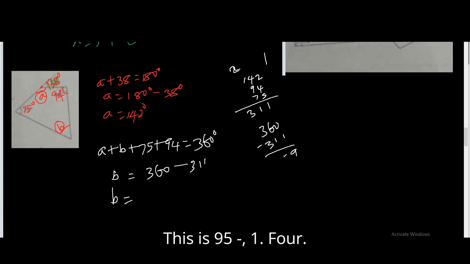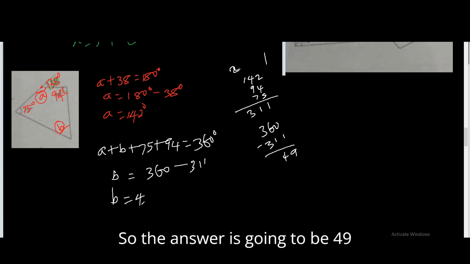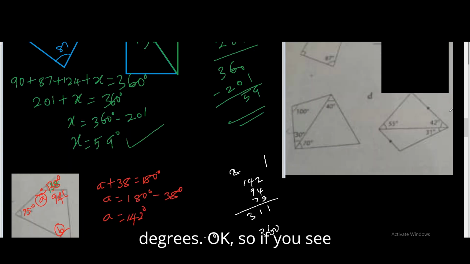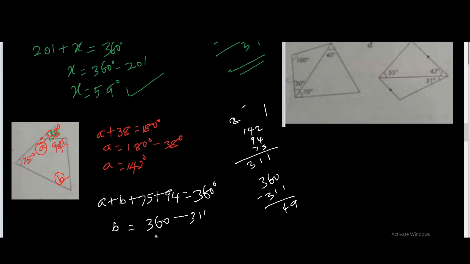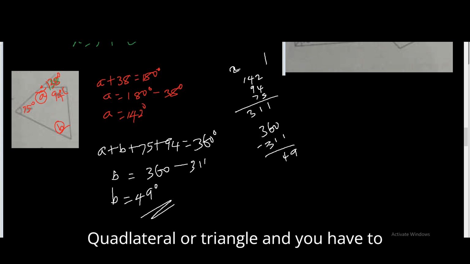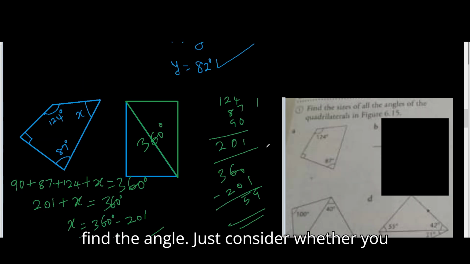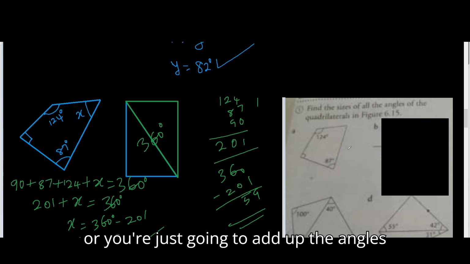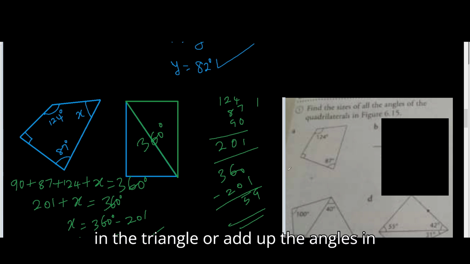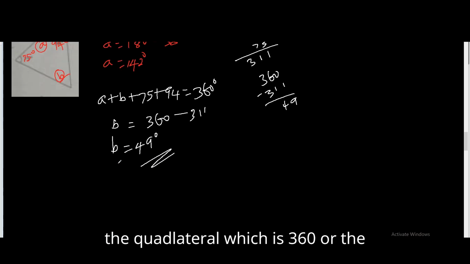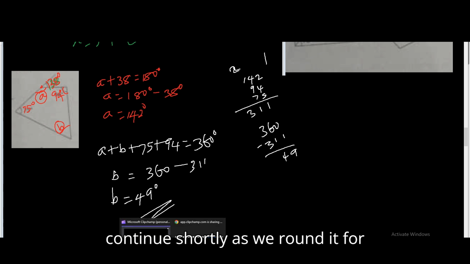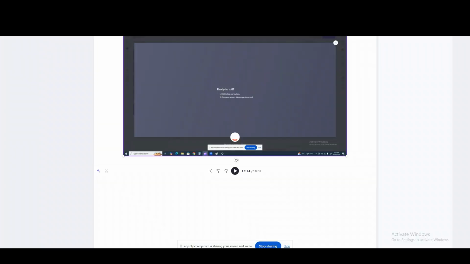5 minus 1 is 4. So the answer is going to be 49 degrees. Okay, so if you see anything that has to do with a quadrilateral or triangle and you have to find the angle, just consider whether you have a straight line that holds some angles, or you're just going to add up the angles in the triangle, or add up the angles in the quadrilateral, which is 360, or the previous one, 180 degrees. We're going to continue shortly as we round up for today.